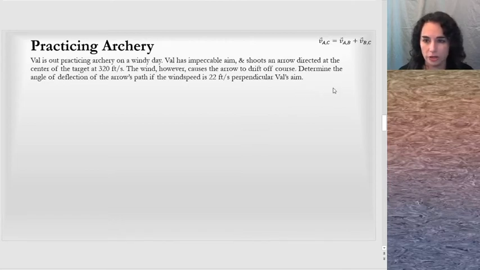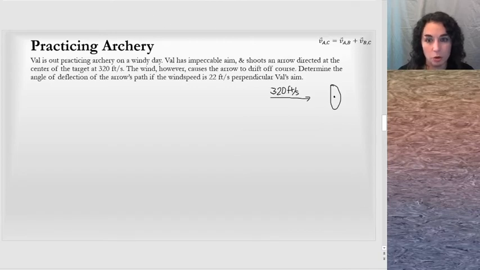Okay, so let's do this again. Let's get some vectors going. I'm going to draw the target. Boom, there it is. It seems like Val shot the arrow at 320 feet per second directly at the target and has impeccable aim, so it was right at the target.